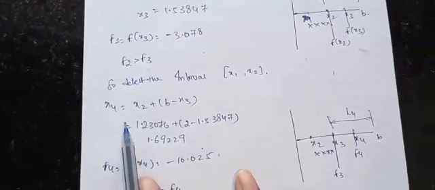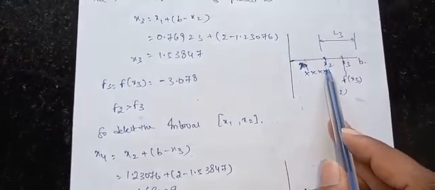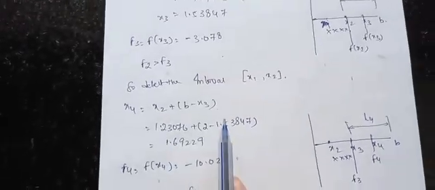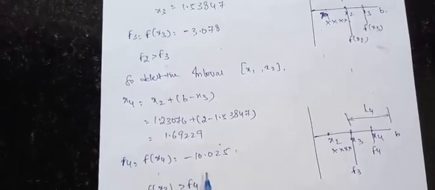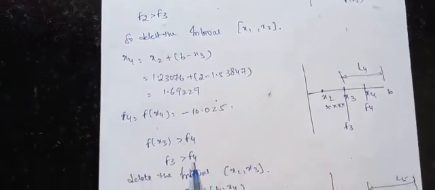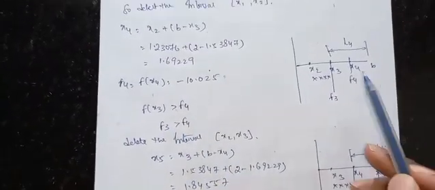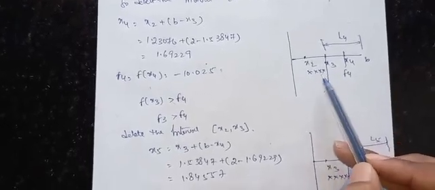Next, calculate x4. Since x1 is deleted, the starting value is x2, so x4 = x2 + b - x3. We have to follow this cycle process only. Substitute x4 in the given function to get a value, and compare x4 with x3. Here the x3 value is greater, so remove the interval before x3, between x2 and x3. We have to delete that interval x2 to x3.